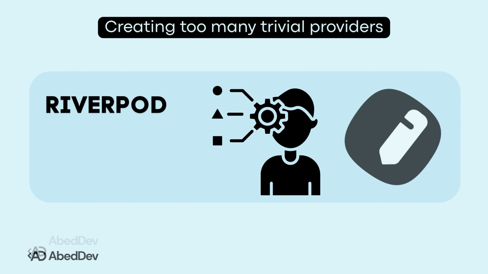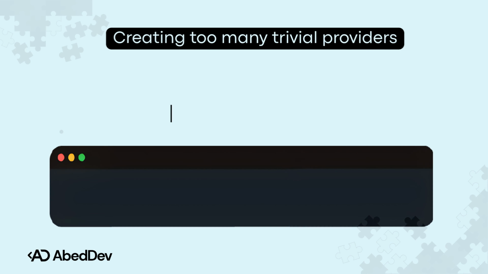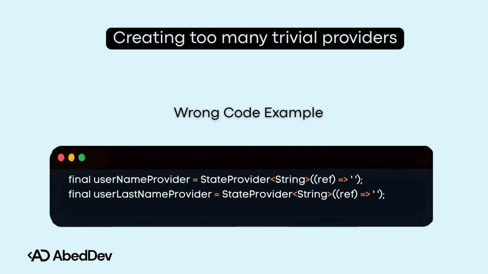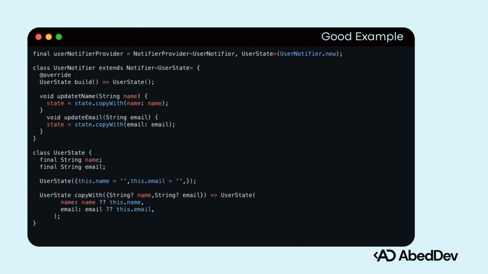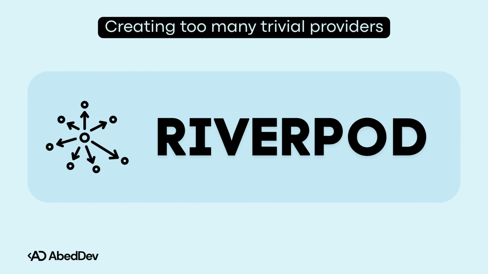Riverpod is powerful because it lets you compose logic, not because you should break everything into tiny pieces. If you have multiple providers that always depend on each other or manage part of the same state, that's a red flag. Instead, group related logic inside a single Notifier or AsyncNotifier. For example, if you have a username provider and a user email provider, consider merging them into one cohesive user notifier. That way, your app remains predictable, testable, and scalable. Remember, Riverpod is for composition, not for fragmentation.